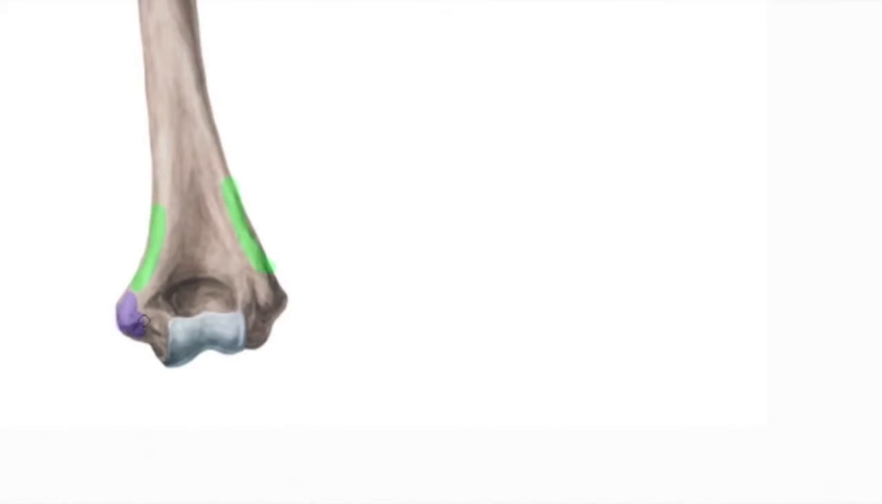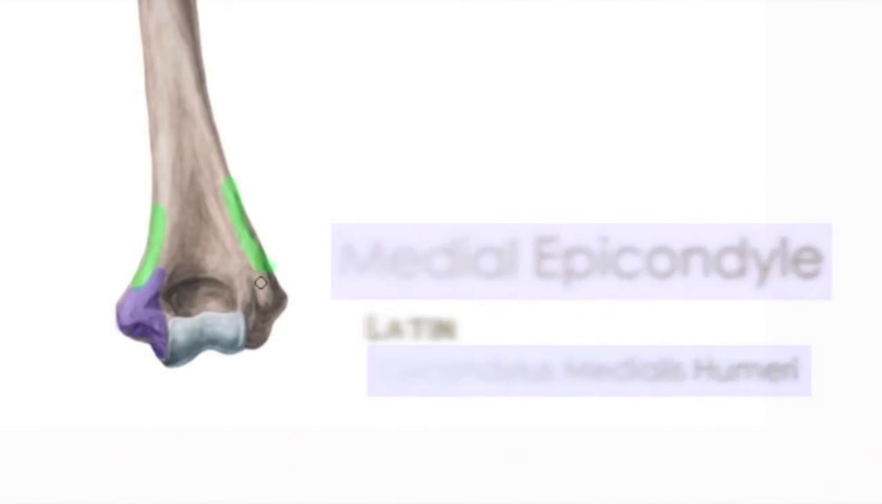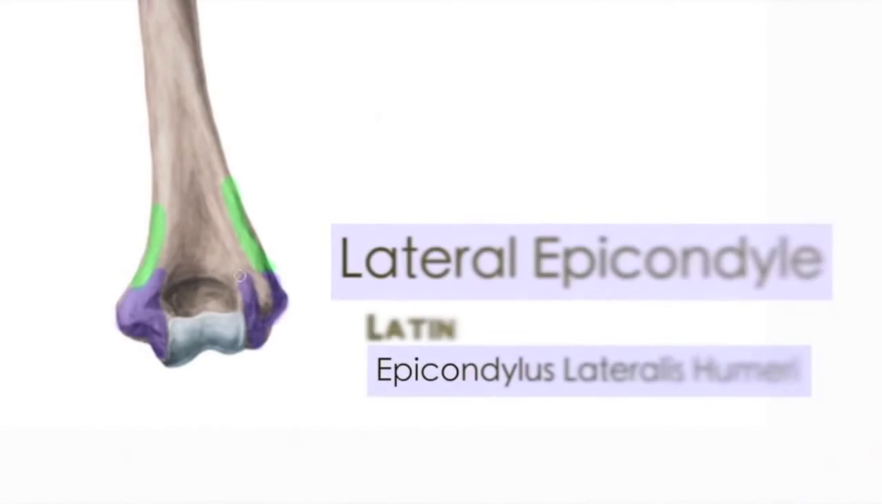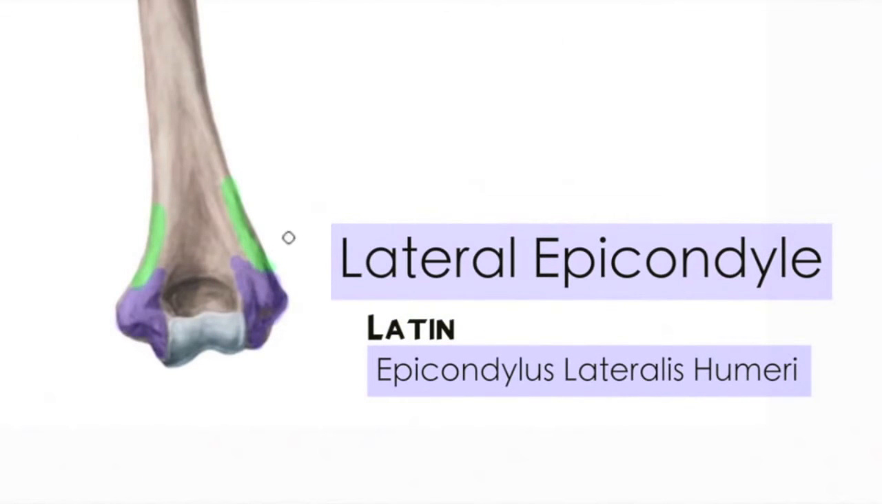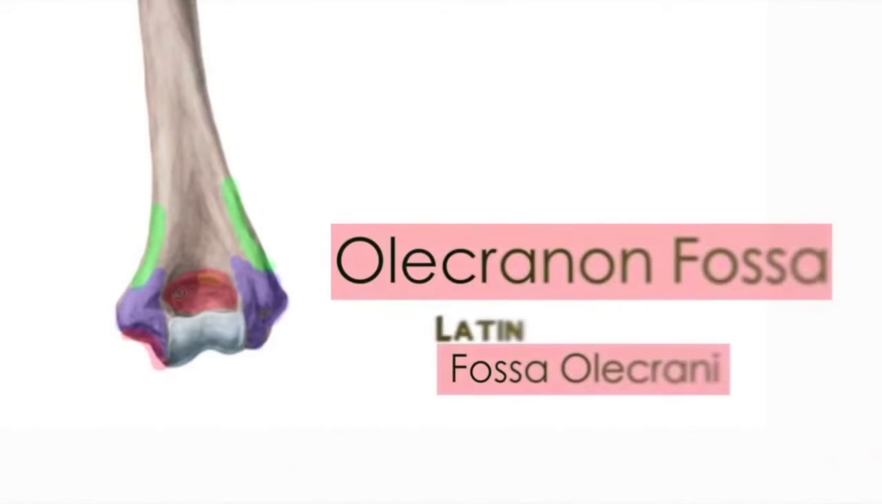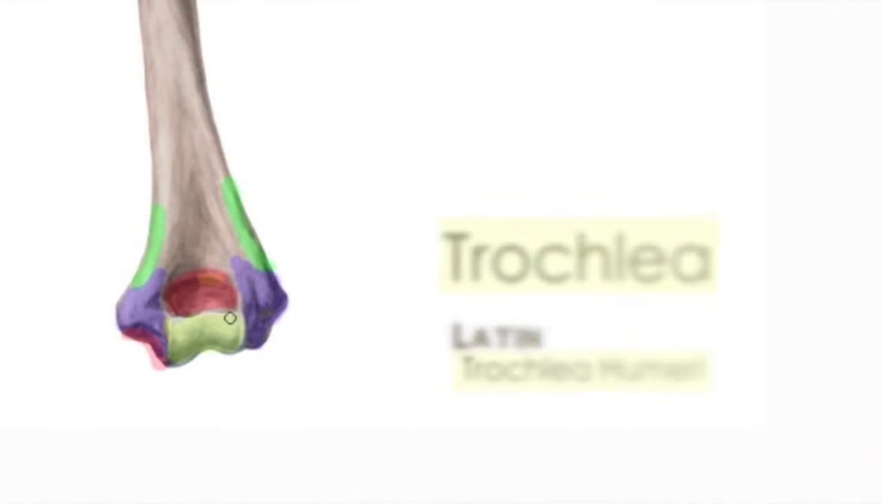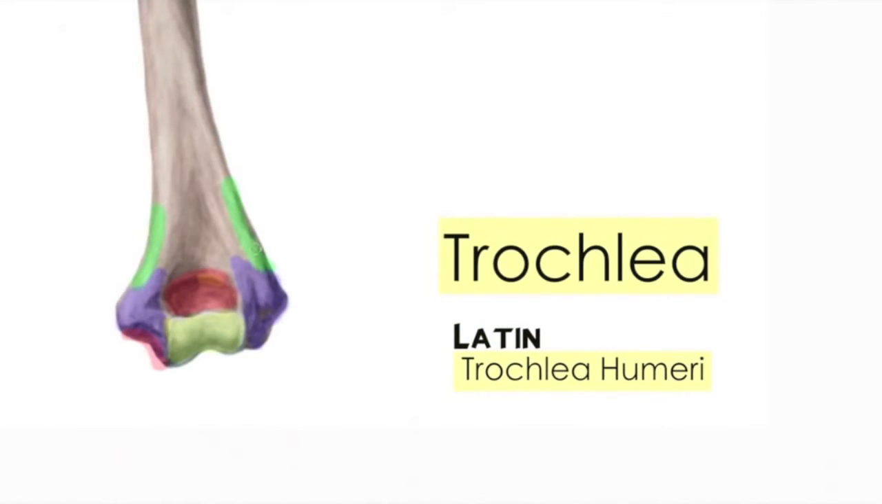Now we find here what is known as the medial epicondyle, and you also find a lateral epicondyle. One important thing to notice here is this fossa, known as the olecranon fossa. And right beneath it, or a bit more distally, you will find what is known as the trochlea. So this is known as the trochlea of the humerus.